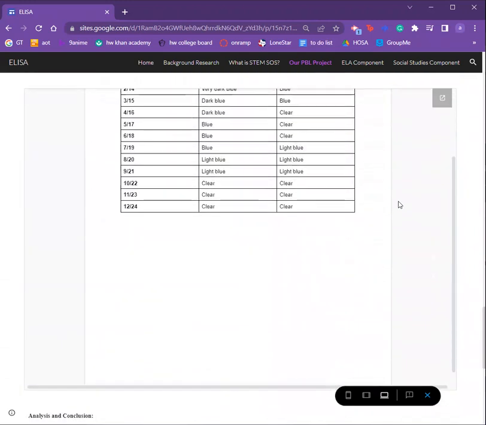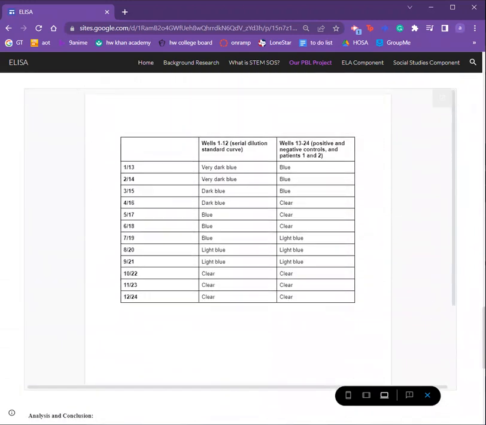On top of these results, we also measured and determined the strength of the pathogen infecting the patients by comparing the shade of blue to the standard curve in wells 1 to 12. As patient 2 tested negative for the bacteria, this is only applicable to patient 1 who tested positive. The wells of patient 1 came out as light blue, which means that the sickness is not that strong.